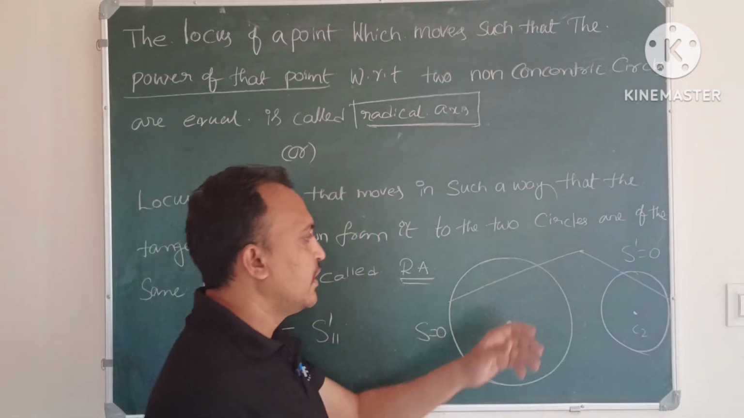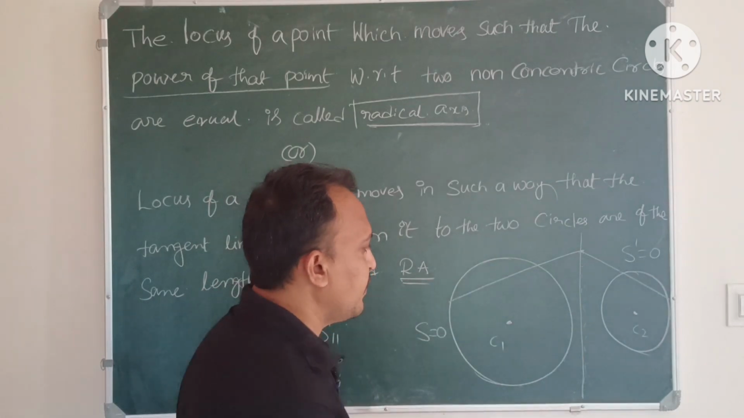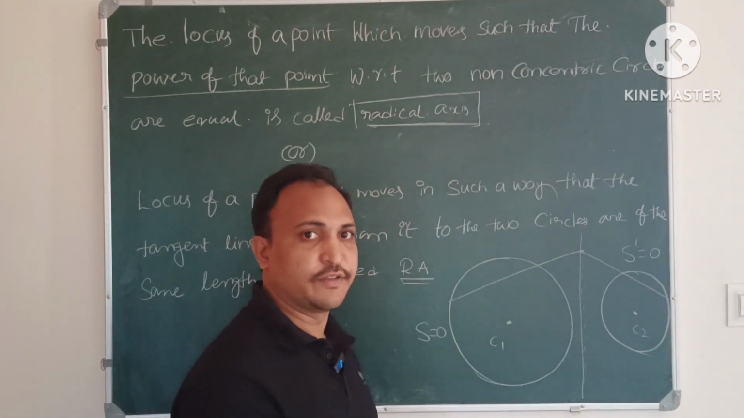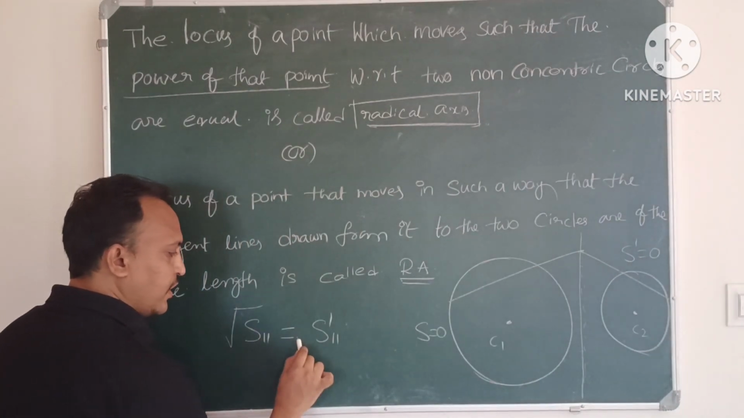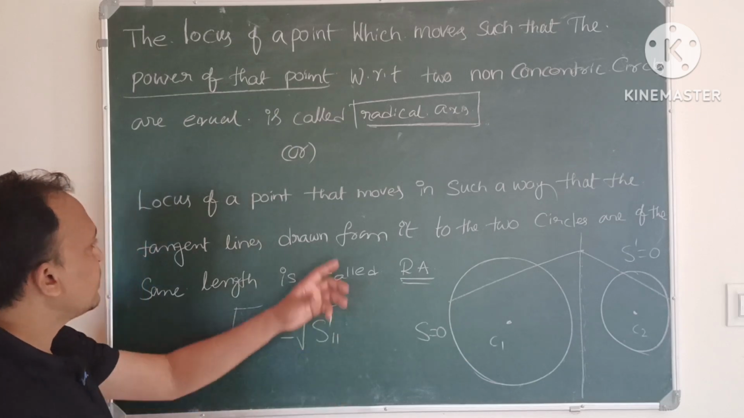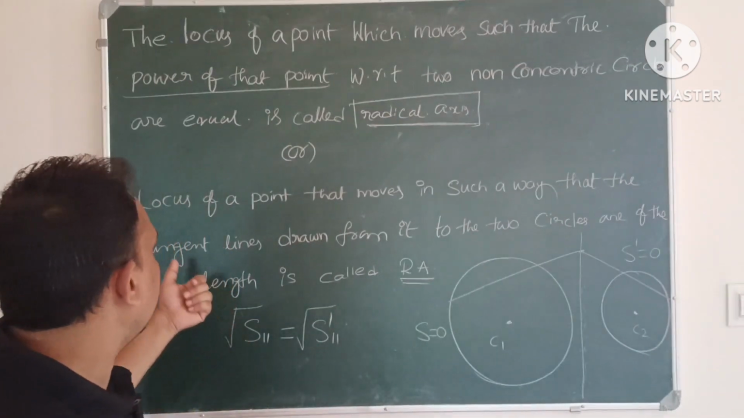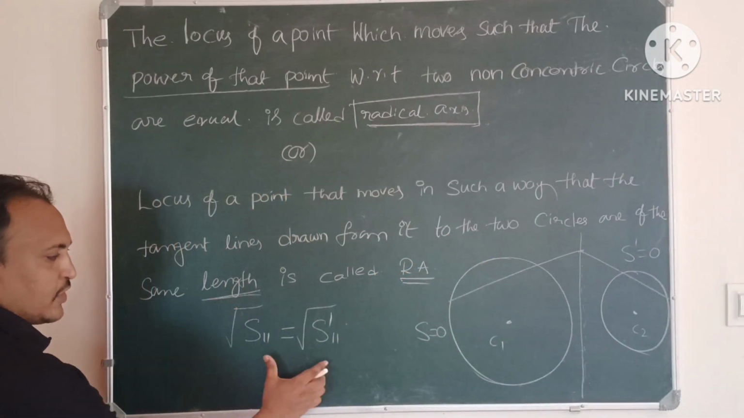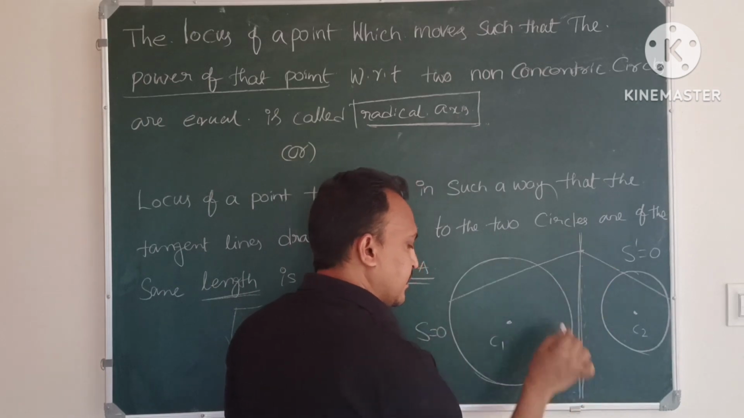These two equal means that is all points. If you join them, this is the locus of all these type of points. If you take this point, this is equal. The power of all those points, if you write the square root, this will become the length of the tangent, right? Length of the tangents are equal. That means you can see the second definition: the locus of a point that moves in such a way that the tangent lines drawn from it to the two circles are of the same length. We got the same length, no? Is called radical axis. So this is radical axis.